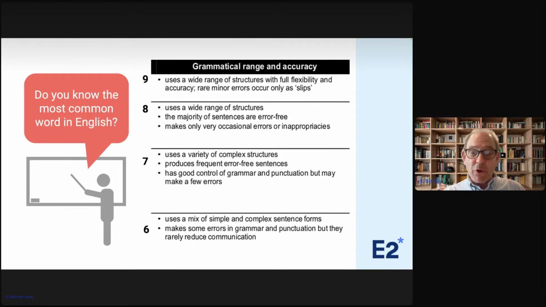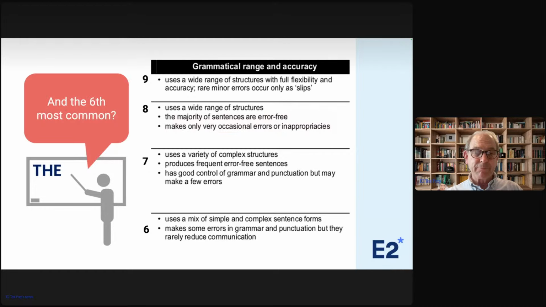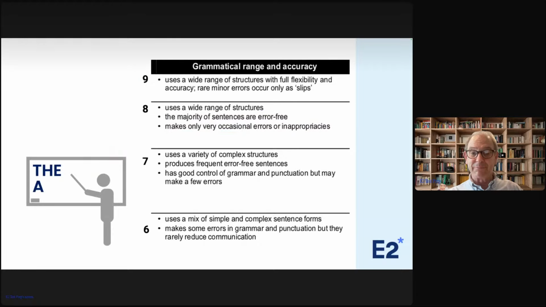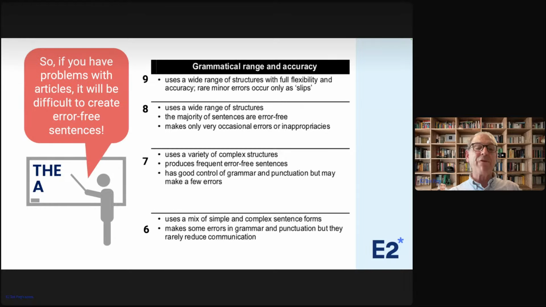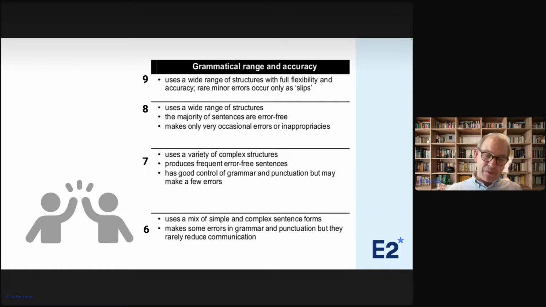Do you know the most common word in English? The. And the sixth most common? Okay, we're going to treat them as words. They are articles. So if you have problems with articles, it will be difficult to create error-free sentences. There's a high percentage of them used, and we're going to find out when and where. All right, upwards and onwards.